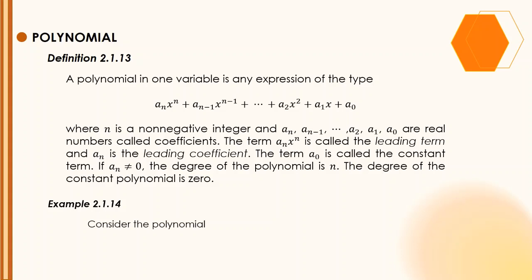Example, consider the polynomial 4x squared minus 4 plus 5x cubed minus 2x. So, ito hindi naka-standard form. So, ang standard form niya is this one: 5x cubed plus 4x squared minus 2x minus 4. So, naka-arrange yung degree niya from greatest to least. Here, the leading term is 5x cubed and the leading coefficient is 5.